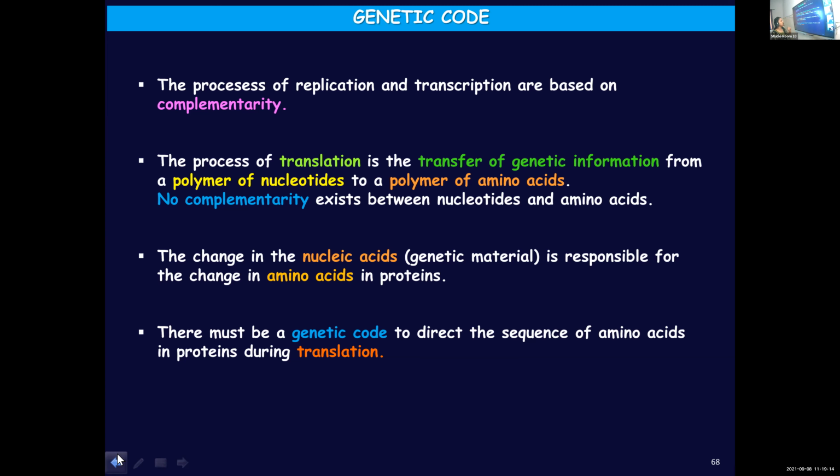But at the same time, if there are some changes in the genetic material, if there is some change in the sequence of the nitrogen bases in the nucleic acid, that can definitely affect the sequence of amino acids.